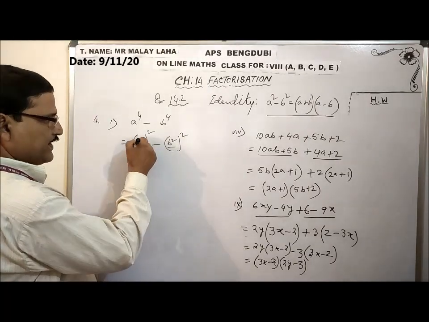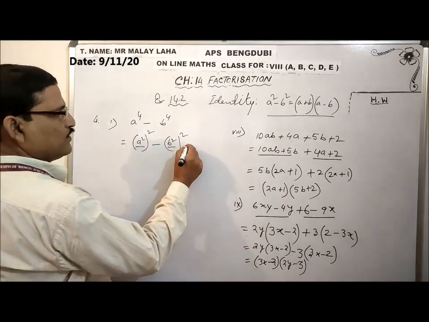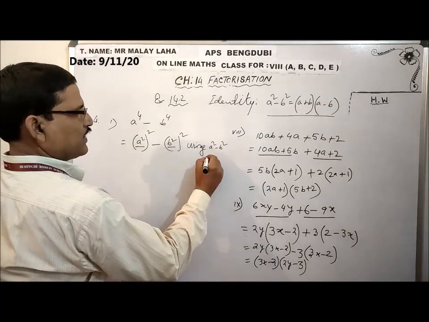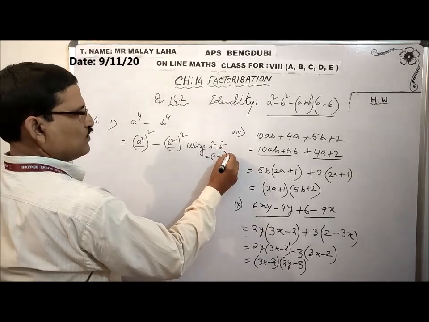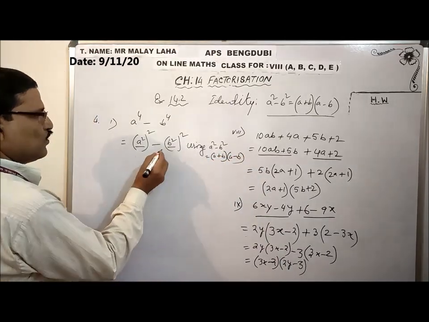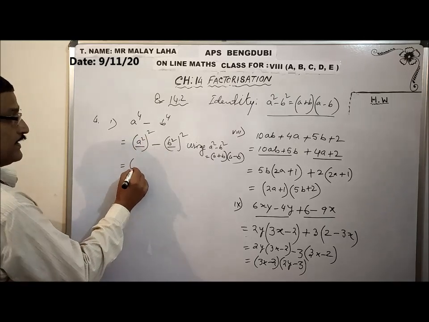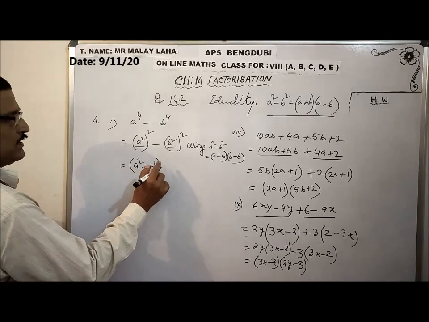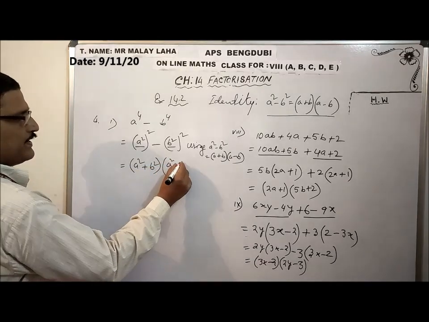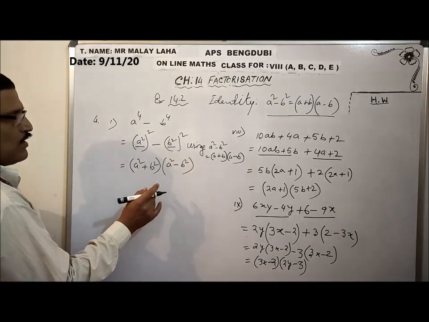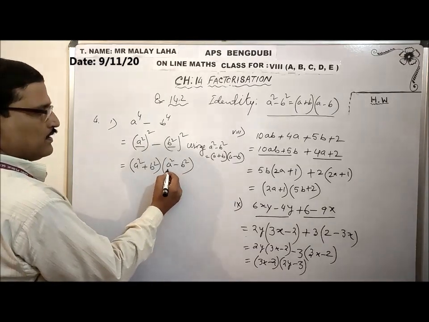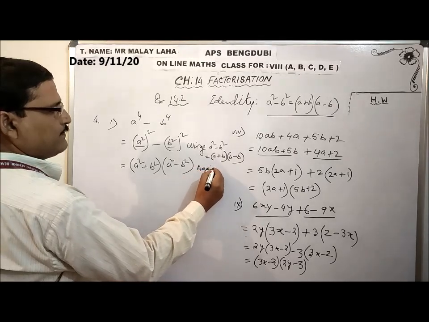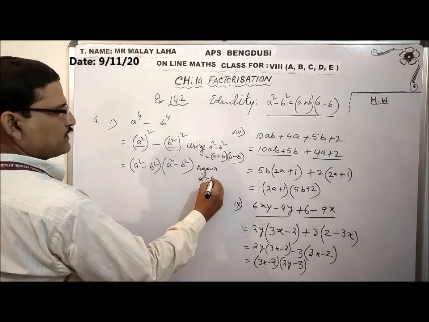It is a, the entire part inside the bracket is a. Using a square minus b square equals a plus b into a minus b. So which one is a? A square plus b square, a plus b into a minus b. So now again a square minus b square. This one is a square minus b square. Again we write down a square minus b square.